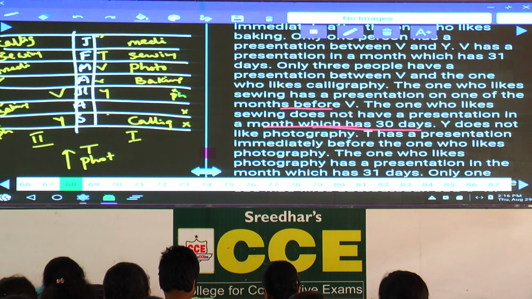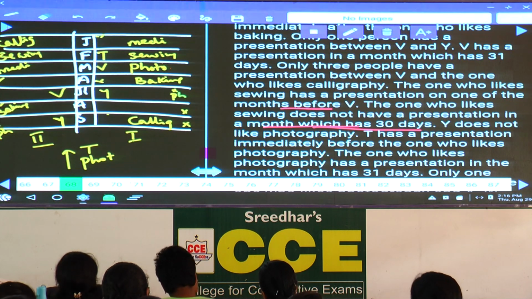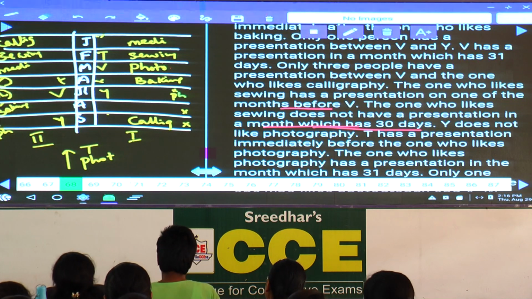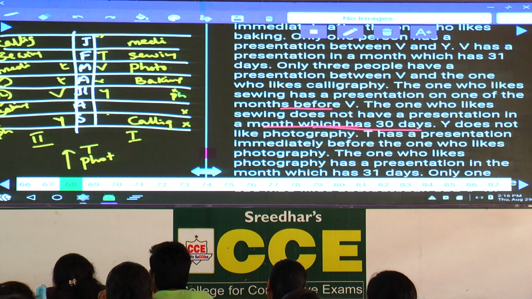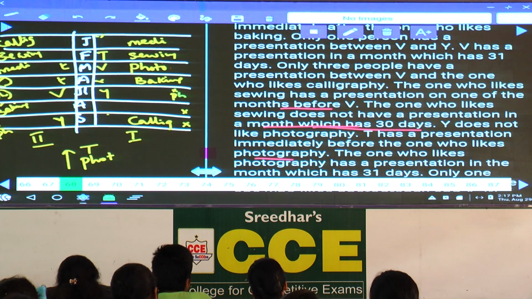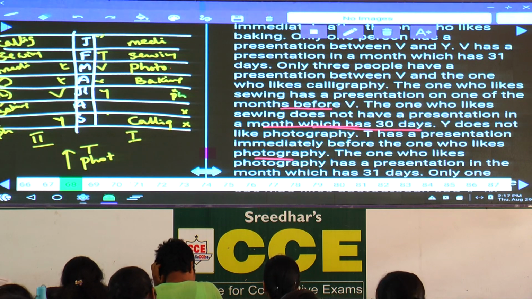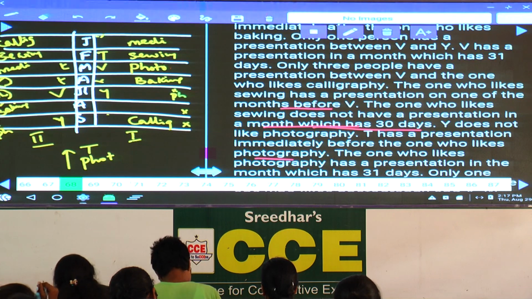Yes, there is a possibility for this T here, and T and photography. And what is the other possibility? Now if photography is here, then T will be here, or if photography is here, T will be here. How many possibilities are there in the second one? There are two possibilities. And T has a presentation immediately before the one who likes photography. And the one who likes photography has a presentation in the month which has 31 days. Photography has a month which has 31 days. Hence, in this one, photography is July or April.